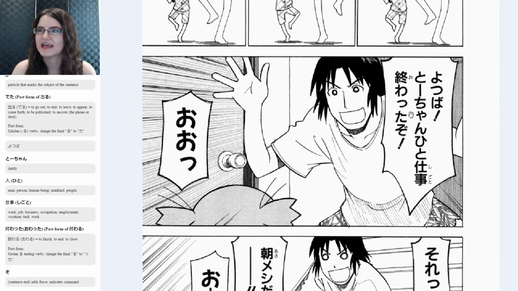And then owatta is the past form of owaru, which means to finish or end, and that is a godan ru ending verb. So to make it its past form, the ru changes to a tiny tsu and a ta. And how you pronounce the tiny tsu is just a stop. So instead of owata, it's owatta. That's just what the tsu means. So that's its past form, so it ended in the past. And then zo is a lot of emphasis and kind of manly emphasis. So it's like, yeah, it's over.